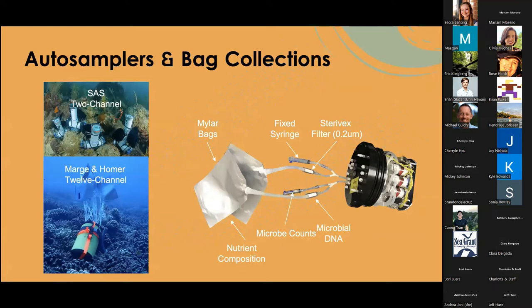Our bag collection system entailed an inflow through the autosampler to collect water off the benthos. That would then flow to this Y splitter into a fixed syringe to collect a 5 milliliter sample for microbial counts. Then the water would flow through a Sterivex filter that was 0.2 microns that would catch microbial DNA. And that filtered water would flow into these mylar bags that were then analyzed for nutrient compositions.